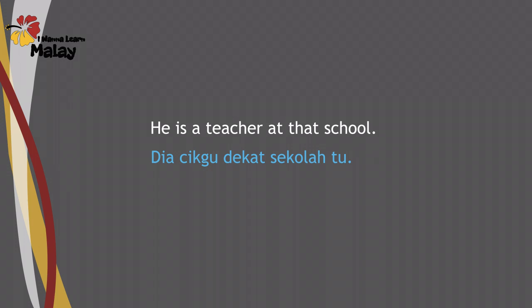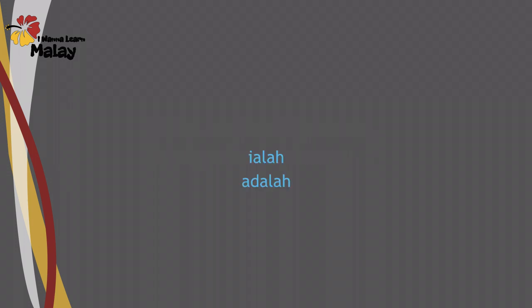Okay. Another form of the verb to be in Malay are the words ialah and adalah. Both words are used when we want to explain facts or provide a definition. So these two words are more formal.